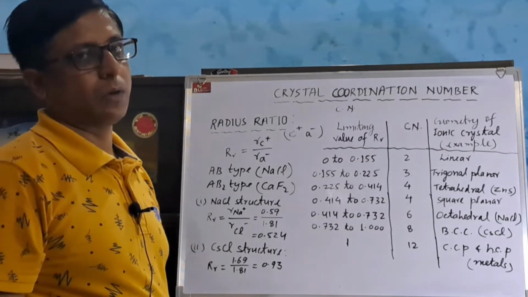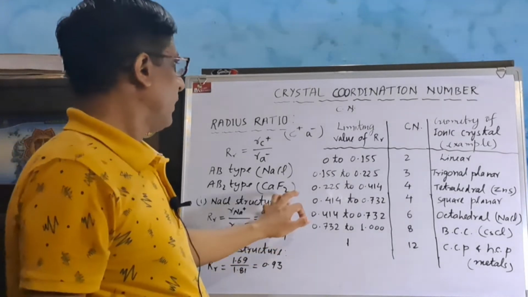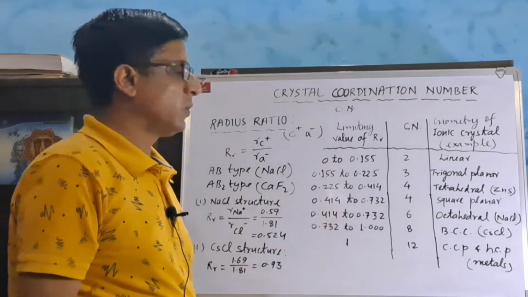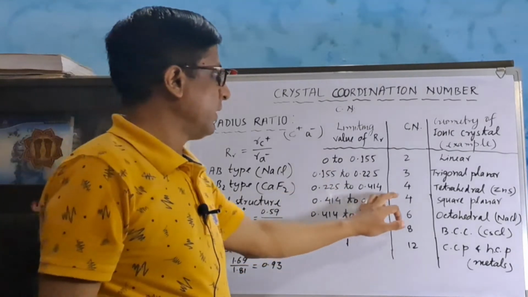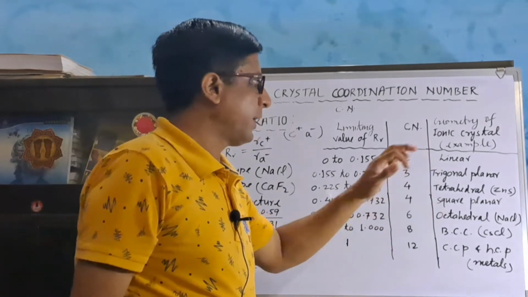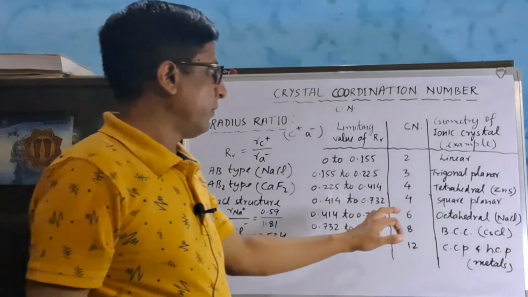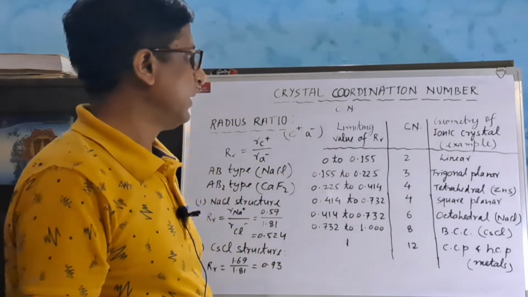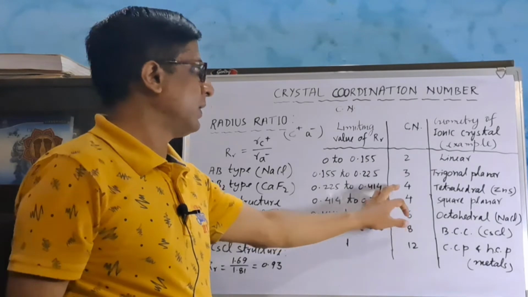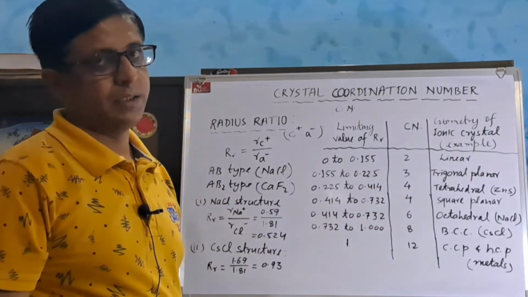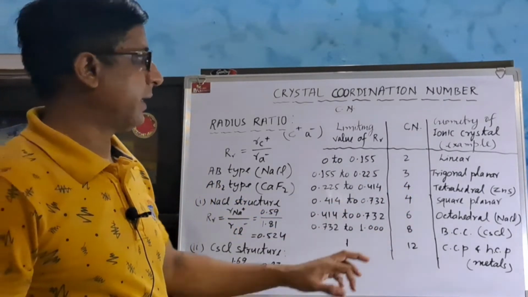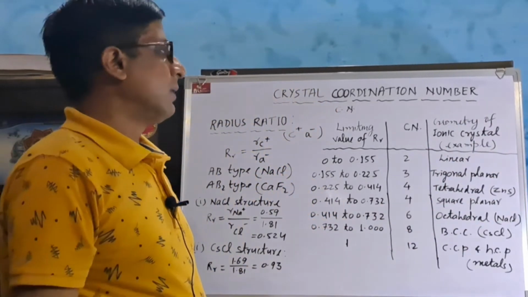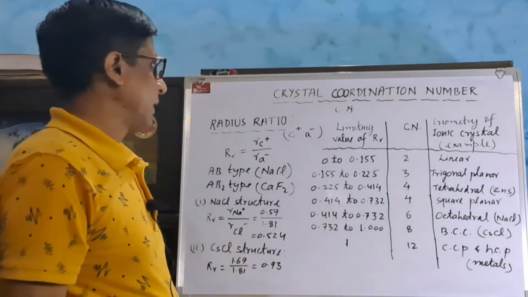For example, boron oxide. Now, if the RR value is between 0.225 to 0.414, then the coordination number will be 4 and the geometry of the ionic crystal will be tetrahedral. For example, zinc sulfide has a tetrahedral structure. Coordination number is 4. Each zinc ion is surrounded by 4 sulfide ions. Similarly, each sulfide ion is surrounded by 4 zinc ions.